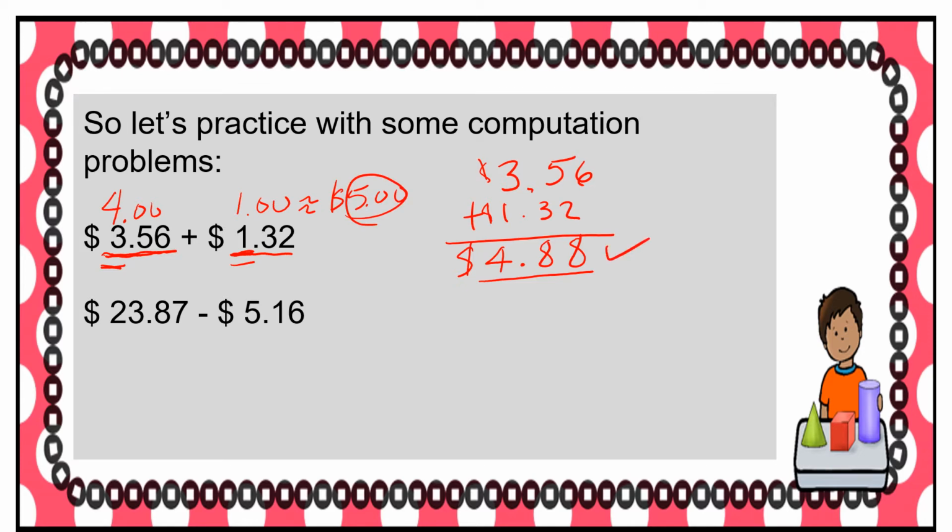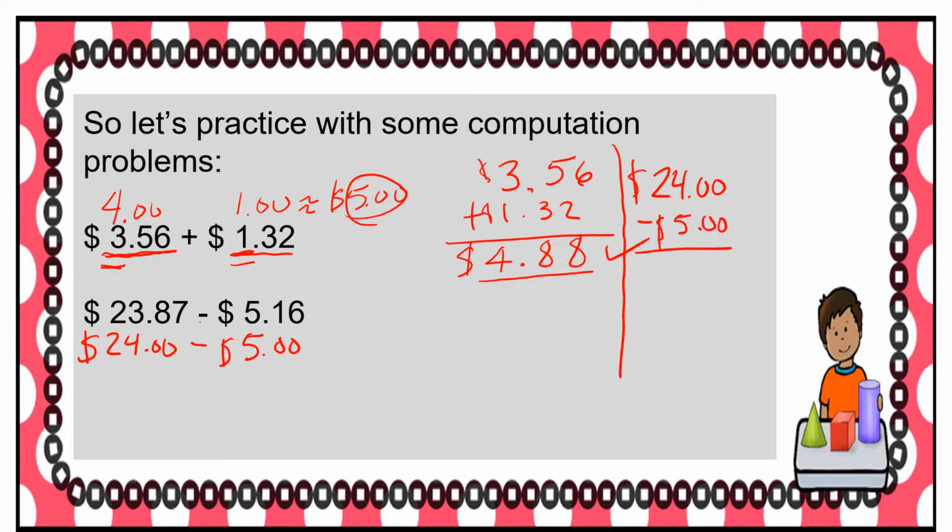All right. So my next question down here, we have $23.87 minus $5.16. So before I begin, again, I'm going to do some estimating. So $23.87 is about $24. And $5.16 is about $5. And then I will subtract $24 minus $5.